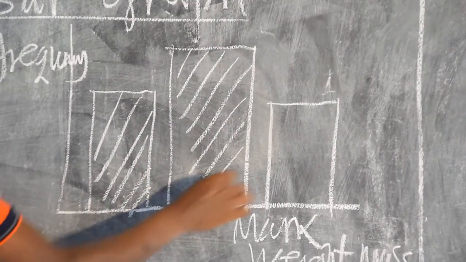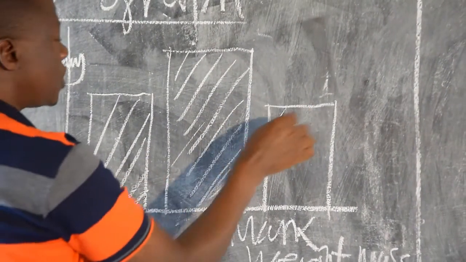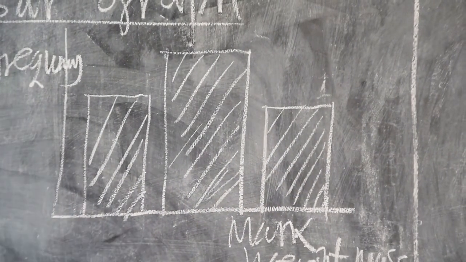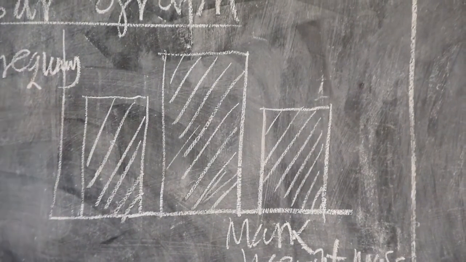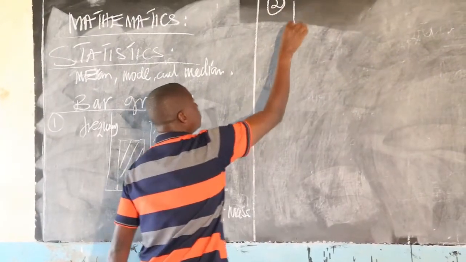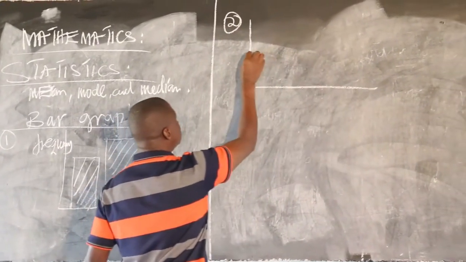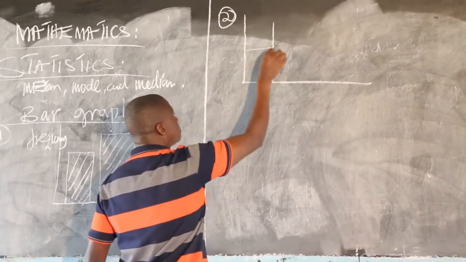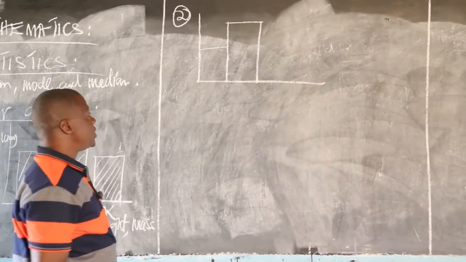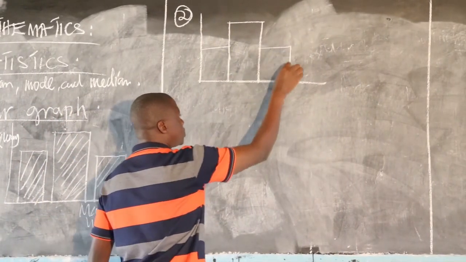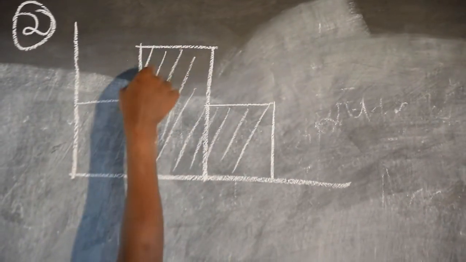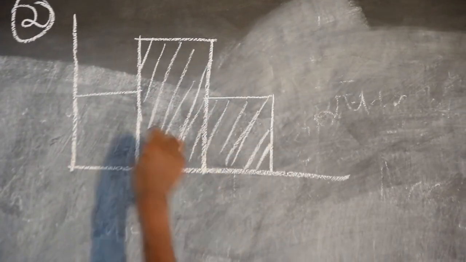Shading does not mean that you use colors. You can use a pen or a pencil to shade. So these are our bars. This is type 1. We can also have another type. We can have bars of this form. These are bars with the same width, different heights, but they are attached. We shade the bars in that arrangement.